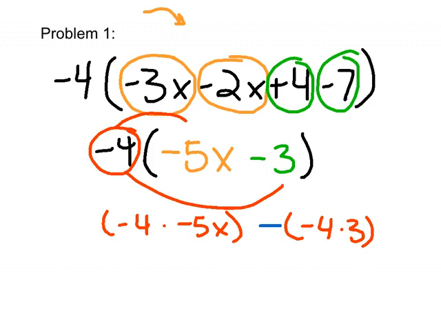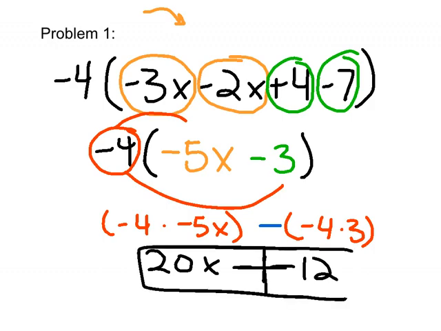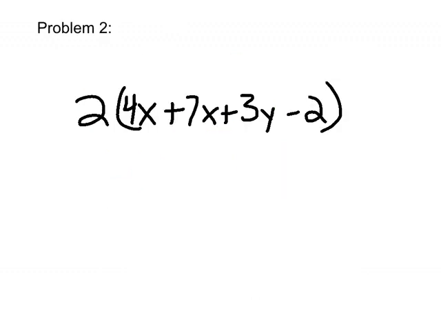Negative 4 times negative 5x is 20x, minus negative 4 times negative 3 is negative 12. When I have two negatives next to each other, they turn themselves into a positive. So the answer is 20x plus 12. Alright, here's the next problem. Take your time. If you need more time, hit pause.